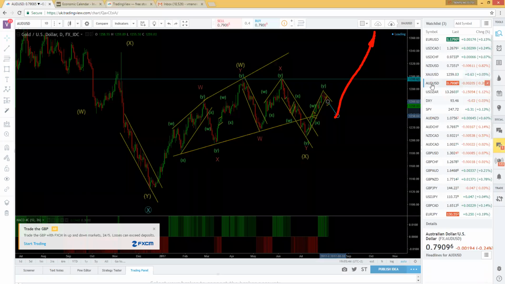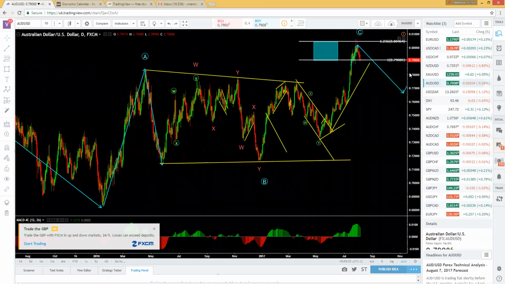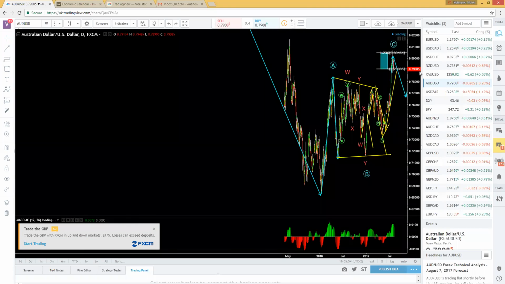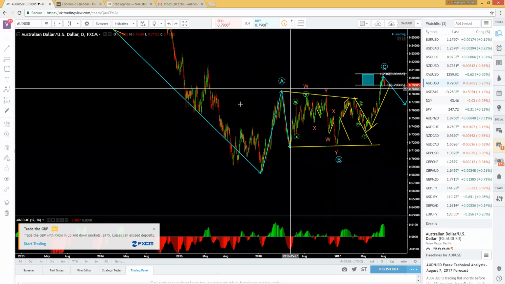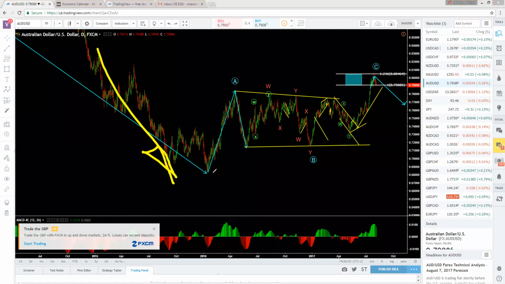Next one is the Aussie. Aussie is exactly similar to New Zealand. Let's clear everything. So Aussie, a little bit interesting. What do you have there? Your impulse is there, and after the impulse, you get a correction, A, B.